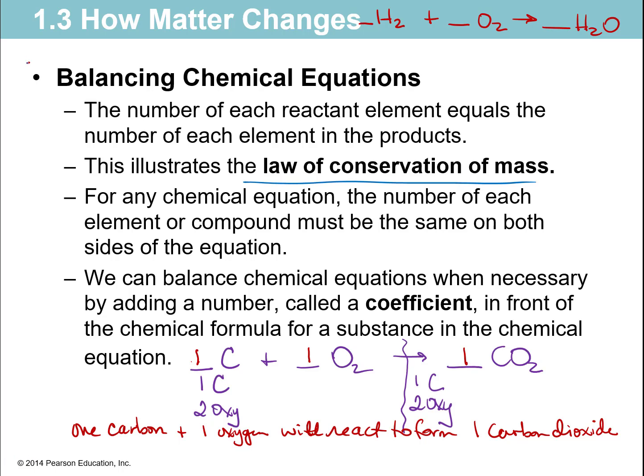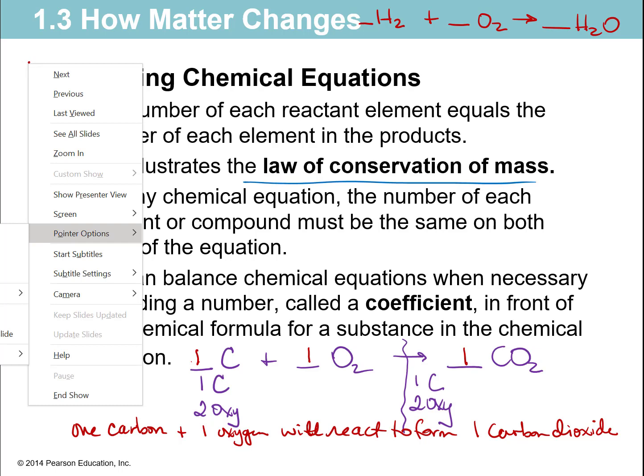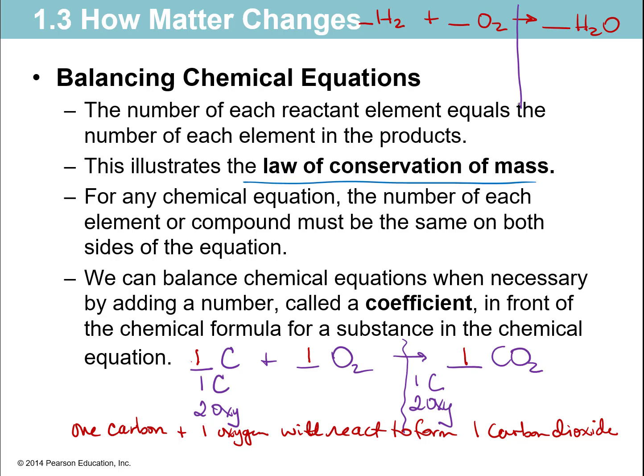So now in this, if I draw the line, how many hydrogens on the left? From the formula, I have 2 hydrogens. How many oxygen on the left? 2, because it's O2. So 2 hydrogen in H2, 2 oxygen in O2. But now over on the right side, how many hydrogen? 2. And how many oxygen? Only 1. So do you see that they're not the same in this one? So I can't just have a 1 and 1 and 1.